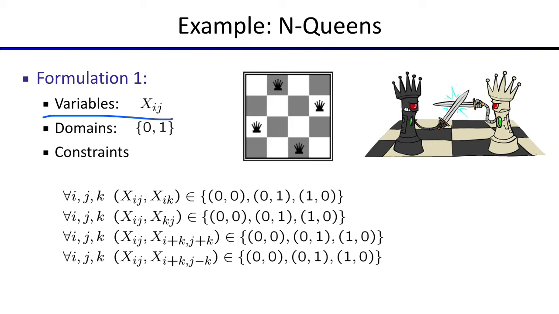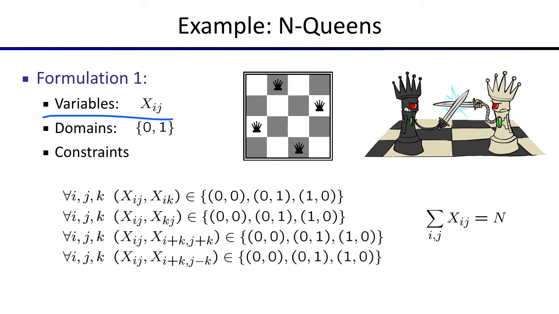Yeah? The sum over all x_ij's is n. Yeah, exactly. We need to have exactly n of these different positions occupied by queens. And since we represented it with 0s and 1s, we can do that succinctly as the sum of all of the x_ij's is equal to n. 1 for everywhere where there is a queen, and 0 everywhere else.